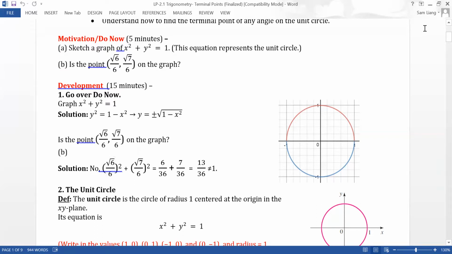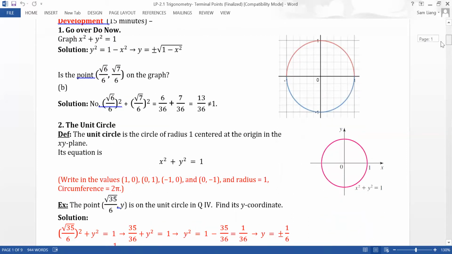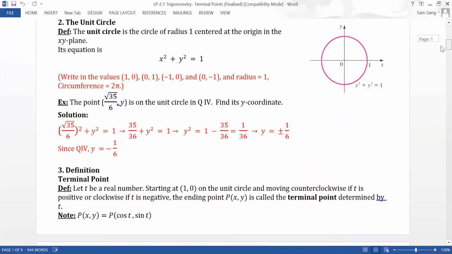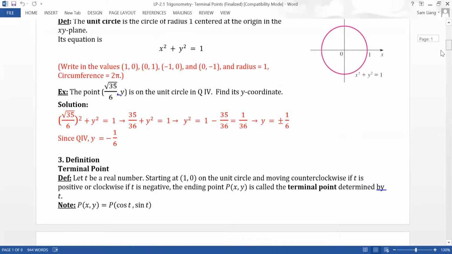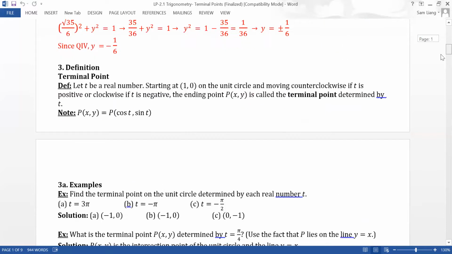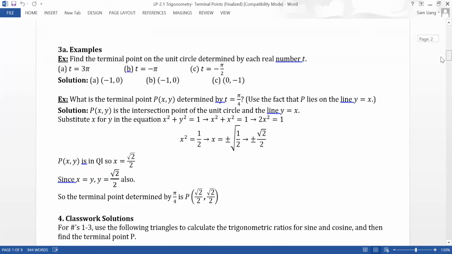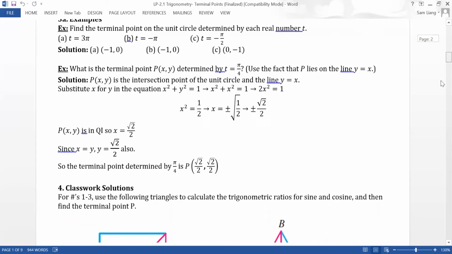All right, from there, we're going to jump into the definition of the unit circle. Let me give you the overview first. So the unit circle definition, the example that follows that. Then we're going to talk about the definition of a terminal point, 2 more examples, and then classwork. Okay. All right, but yeah, let me get to the slide for that.